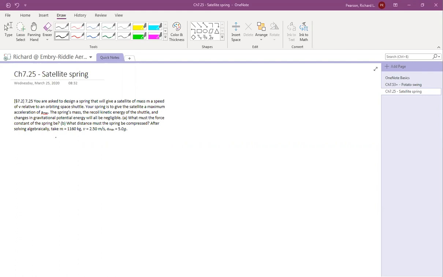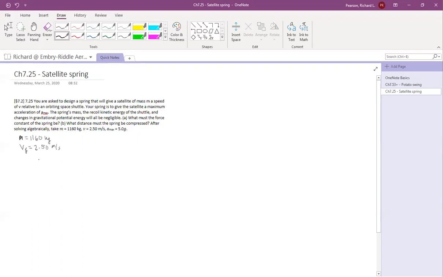We're asked to design a spring that will give a satellite that has some mass, oh, I guess we'll write this down. So we're given that the mass of the satellite is 1160 kilograms, and that the velocity that we want this satellite to have, so we'll call that our final velocity, is 2.5 meters per second.